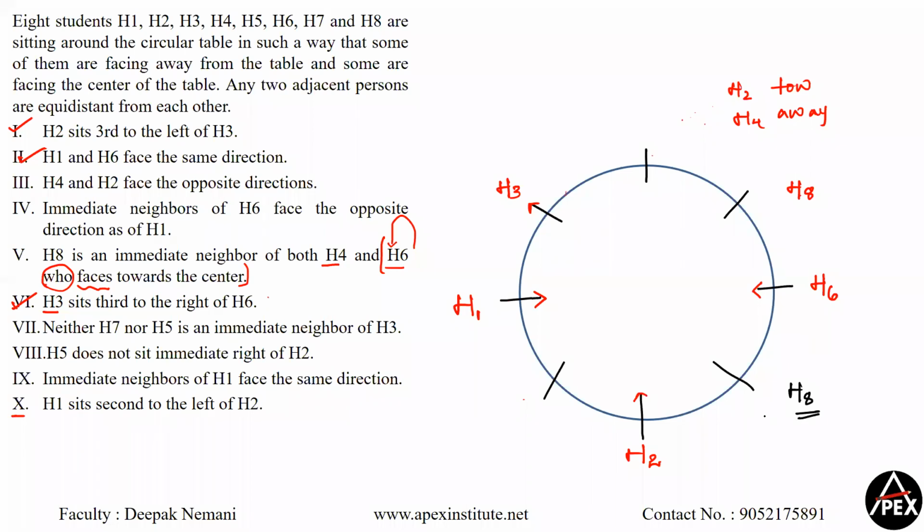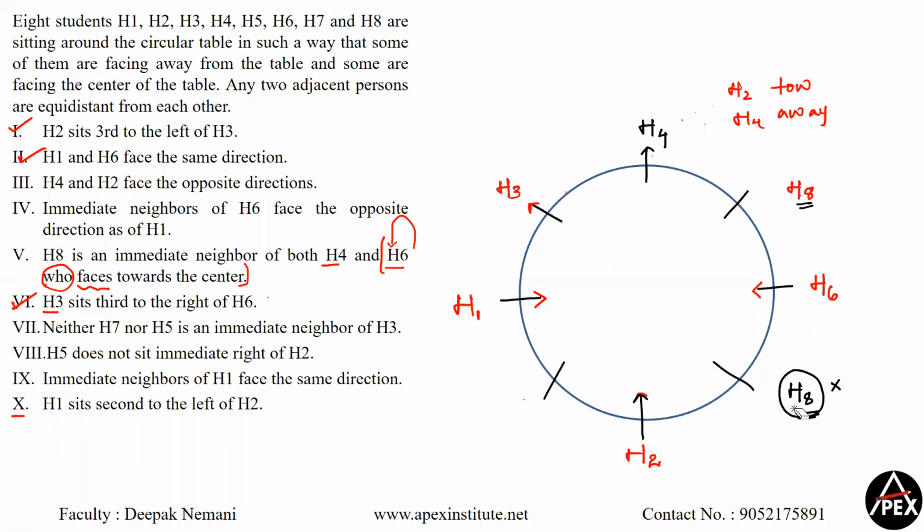No, sir. Why? There is no position for H4. H8 should be an immediate neighbor of both H4 and H6. Here H8 is a neighbor of H2 and H6, which is not possible. So H8 cannot be here; H8 can only be here. In that case, H4 will be here. H2 is facing toward the center, so H4 will be facing away from the center.